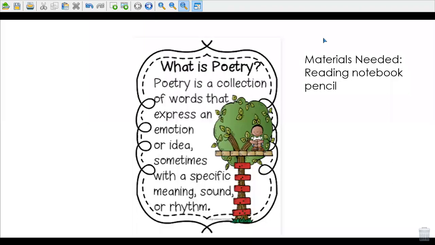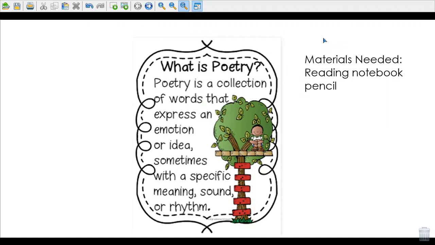Hey guys, this is Miss Owens, and I am going to be teaching you your poetry unit. And we are so excited to get started with this. It is our newest reading skill, and poetry always seems to be a lot of people's favorites. It's fun, it's catchy, it has rhythm, and a lot of people like to create their own poetry also.